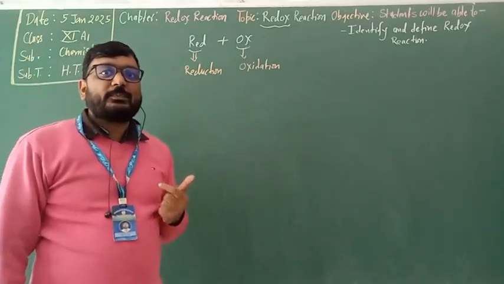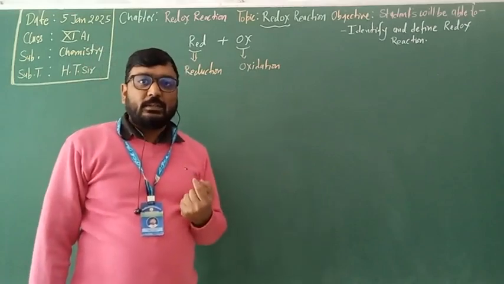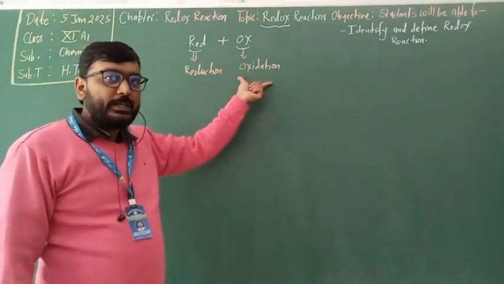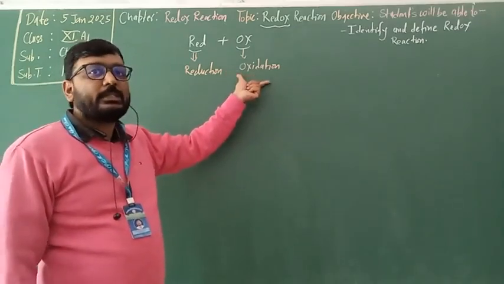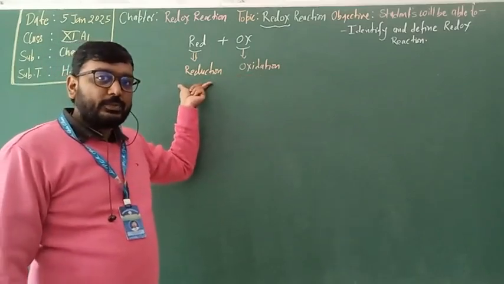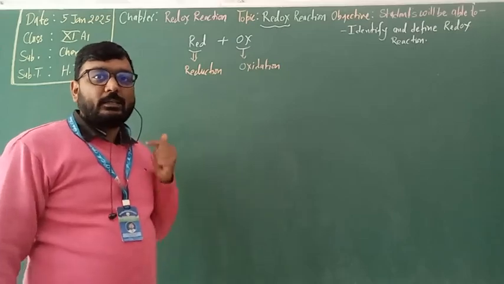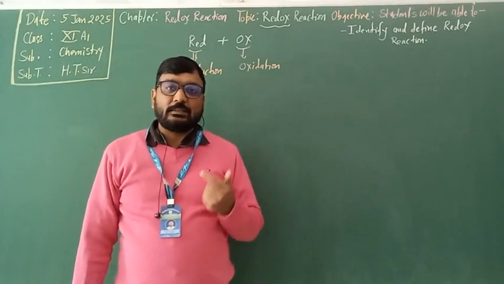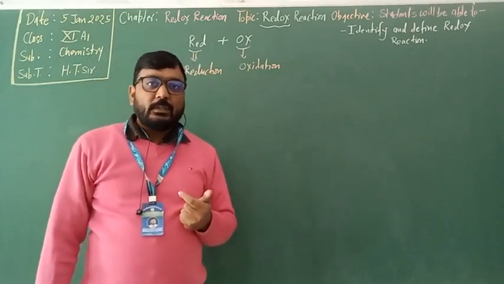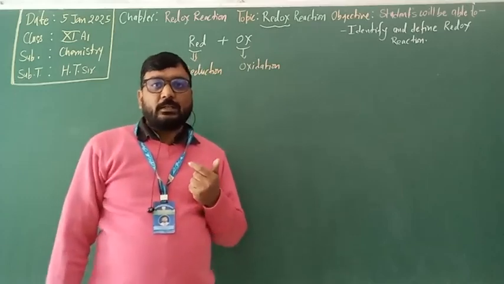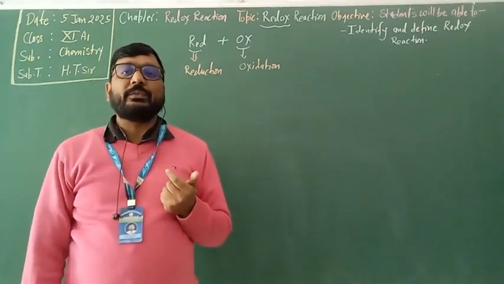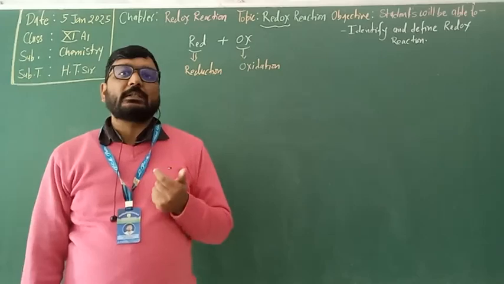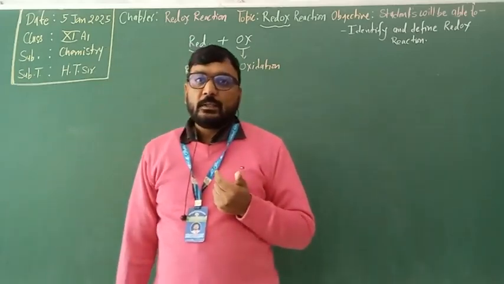These two processes take place in a single reaction. When the reduction takes place, there must be oxidation also. When the oxidation takes place, there must be reduction also. First of all, we will learn to identify the reduction and oxidation separately. There are different ways to define and identify the reduction and oxidation process, that is, redox reactions.